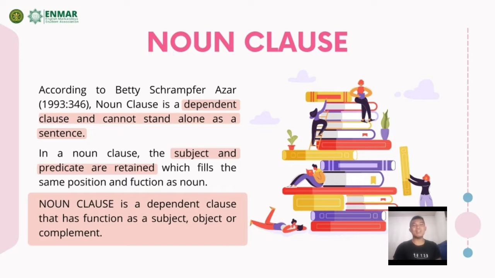Well, simply, noun clauses are dependent clauses that cannot stand alone, because there will be no meaning or point that we can catch just from a noun clause in a sentence. So there should be a further explanation before or after the noun clause itself. In noun clauses, the subject and the predicate are usually retained and fill the position and function as a noun itself. Noun clauses can also act as an object, complement, and subject in a sentence.